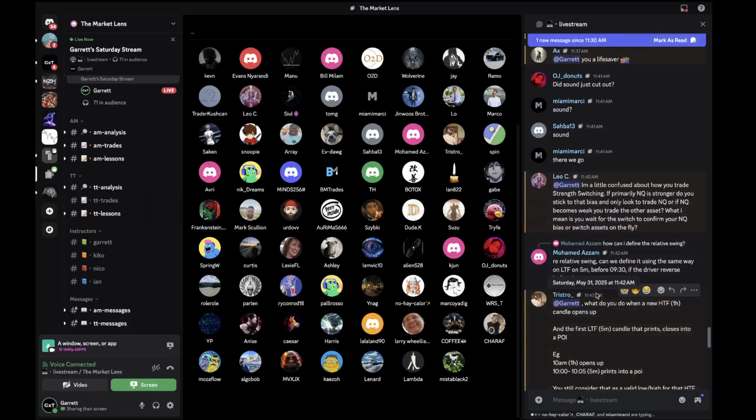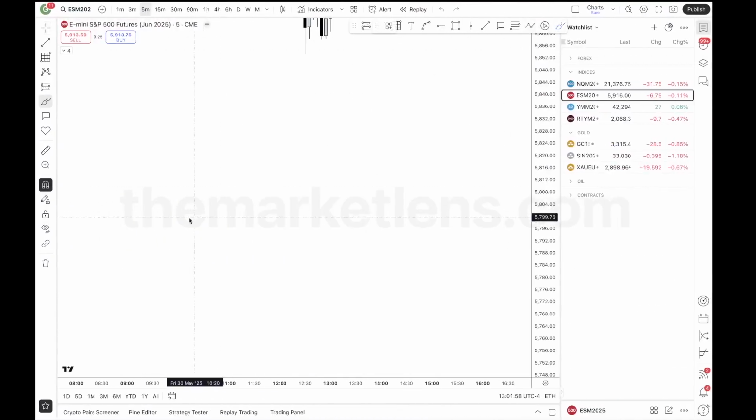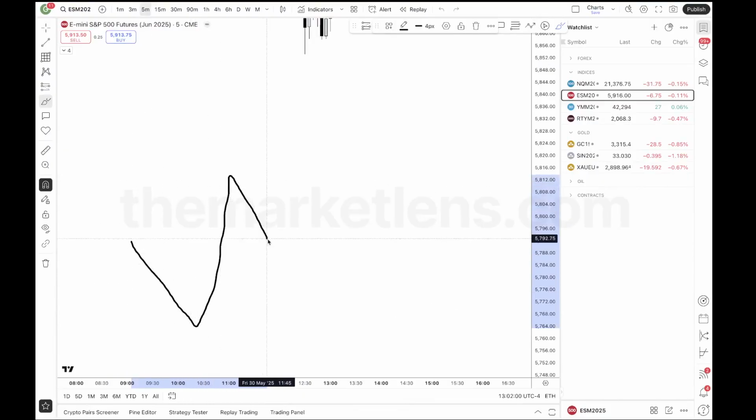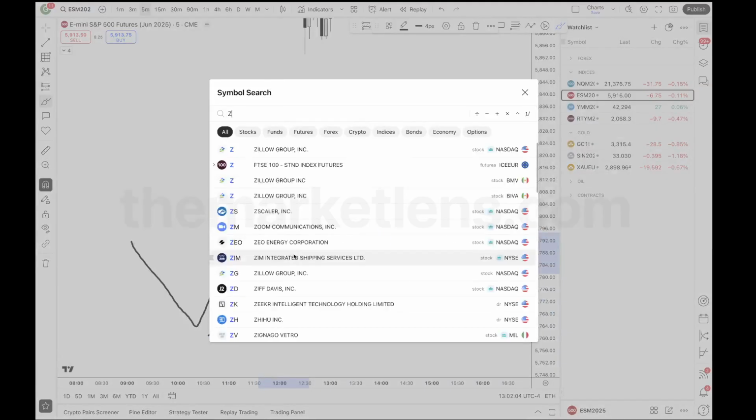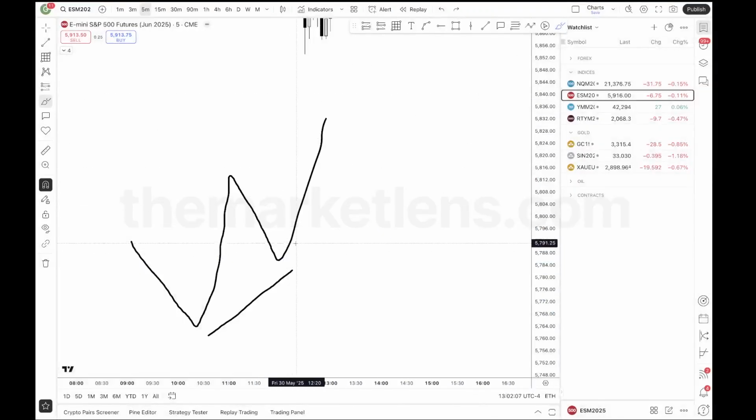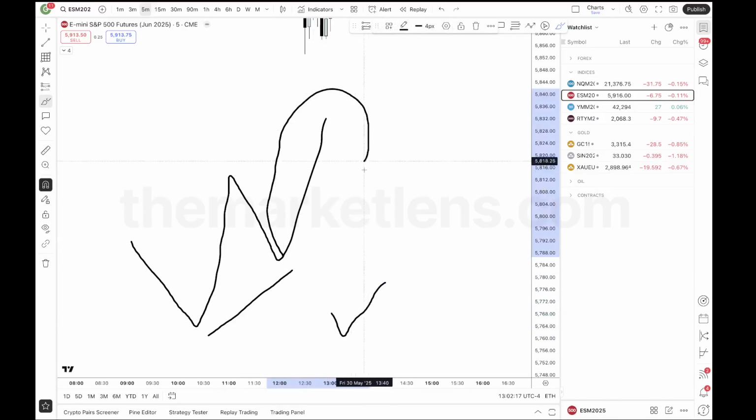I'm a little confused about how you trade strength switching. If primarily NQ is stronger, do you stick? Yeah, so if NQ is strong, like let's say there's a high time frame SMT, I'm still going to trade this here, even if it momentarily switches to the weaker asset. All that the momentary switching is doing is just a trigger for the other assets to also expand in the same direction, because that's all this asset needs.